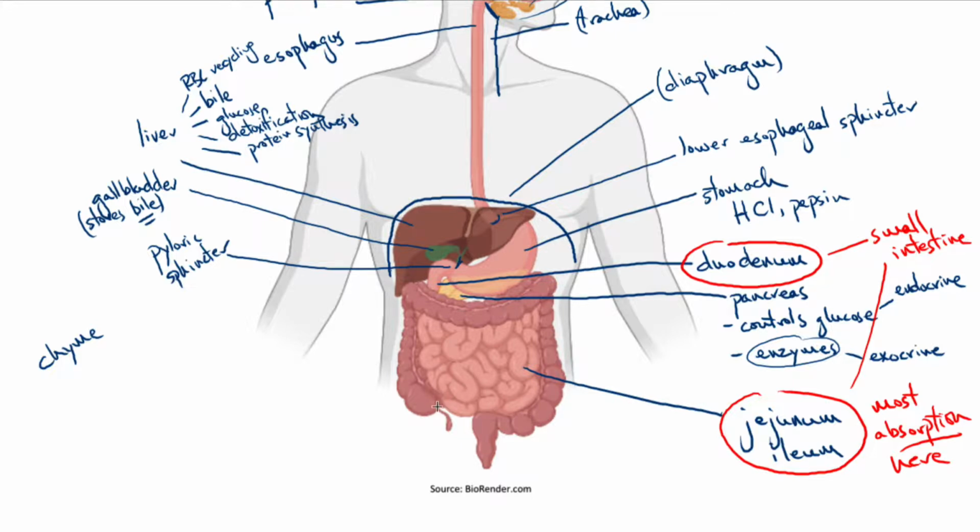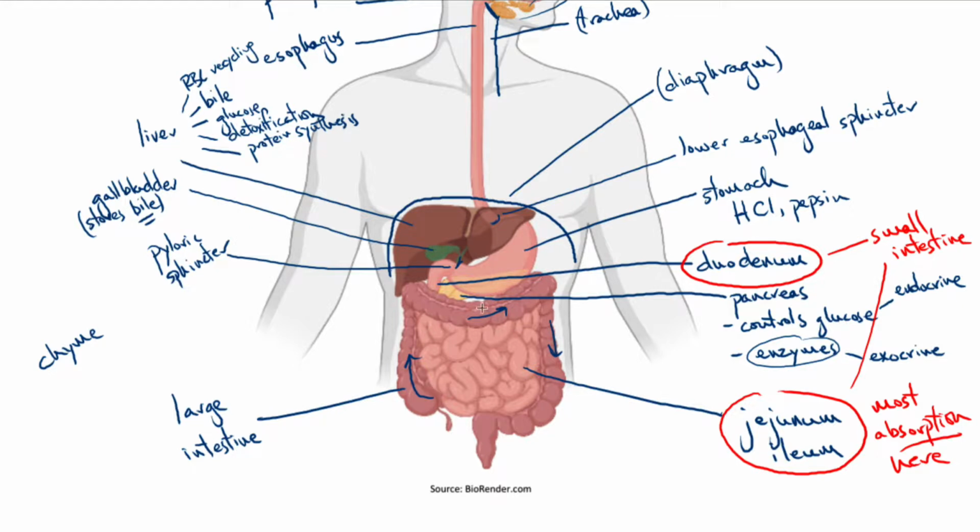So here's the opening between the ileum and the first part of the large intestine, and then food's going to go in this direction over the top and then down. So this is the large intestine. The large intestine is also called the colon, and in the colon, or in the large intestine, water and ions are absorbed as well.